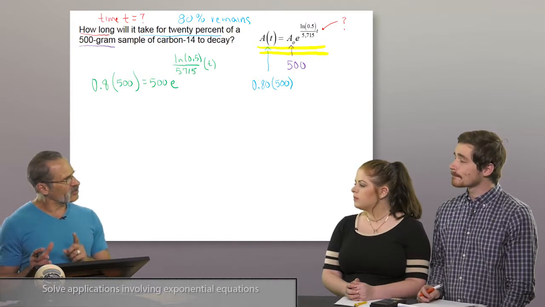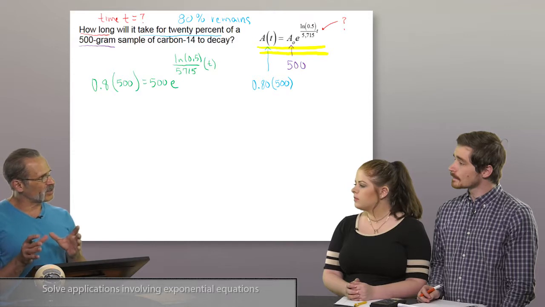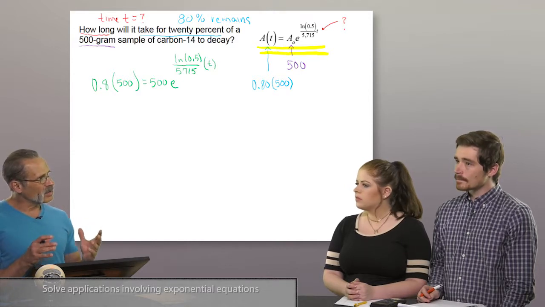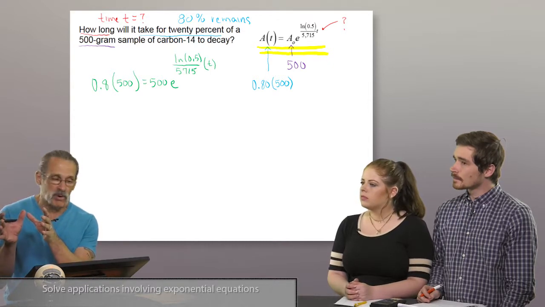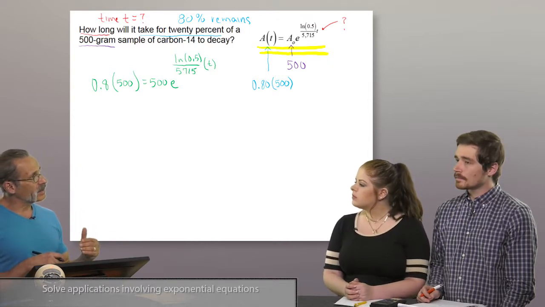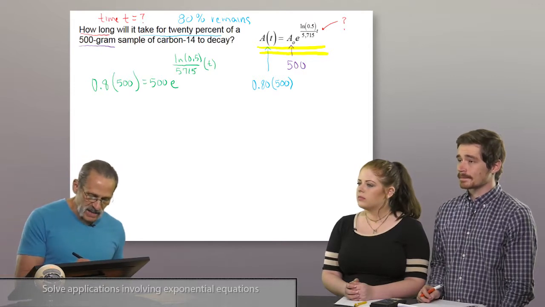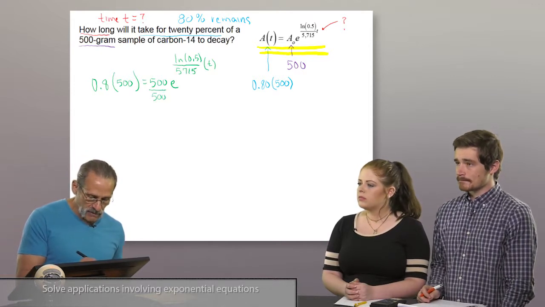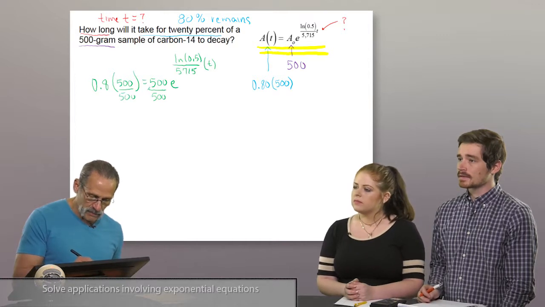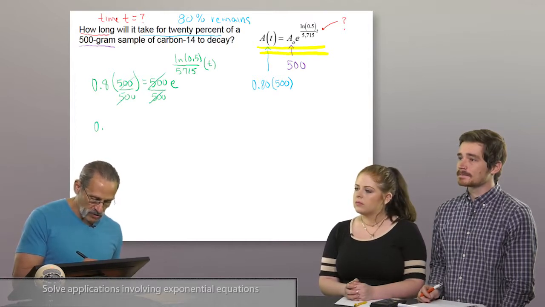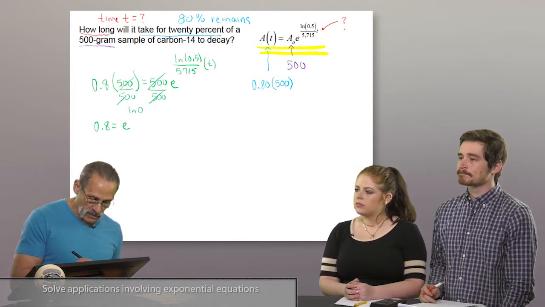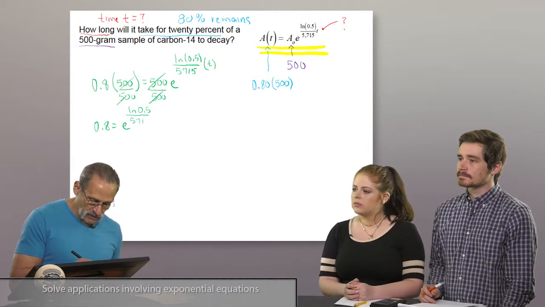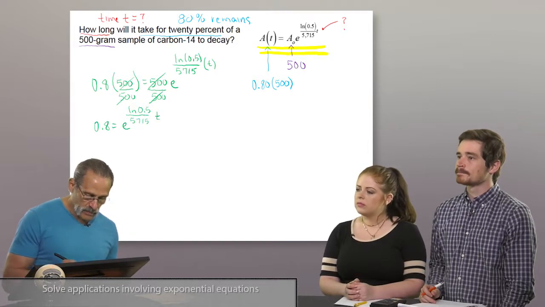I had a curious sentence earlier, which is that the original amount didn't really matter. Do you see why? My first step, I want to isolate the term with e raised to an exponent. My first step is to divide by the 500. I didn't even need that information, as it turned out. If I divide both sides by the 500, now I have a much shorter equation to deal with, which is 0.8 is equal to e to the natural log of 0.5 all over 5,715 times t.